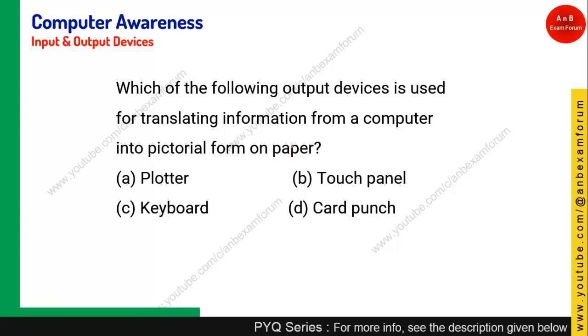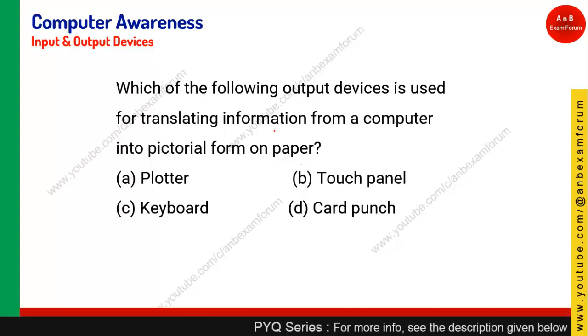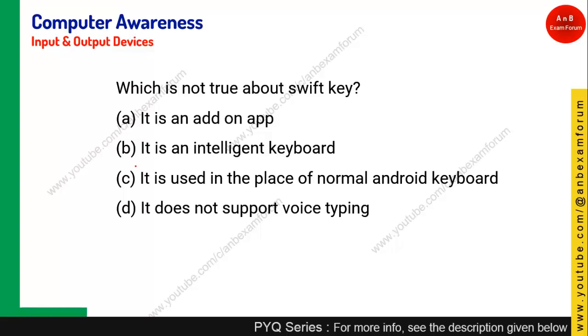Coming to the next question, which of the following output devices is used for translating the information from pictorial form onto paper? Translating information in pictorial form onto paper, so ultimately your output will be on paper. As we know, printer and plotter give the output in the physical form of paper, and option A, those who have given it, well and good, they are right.